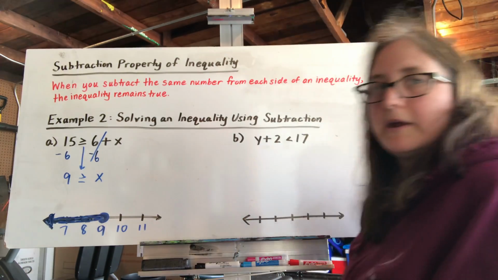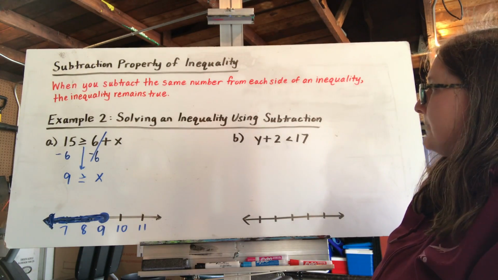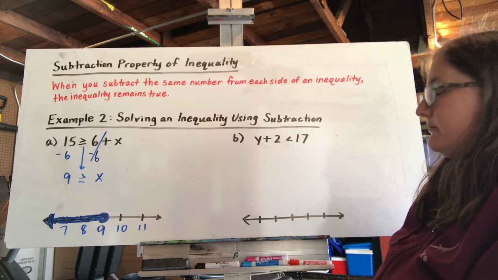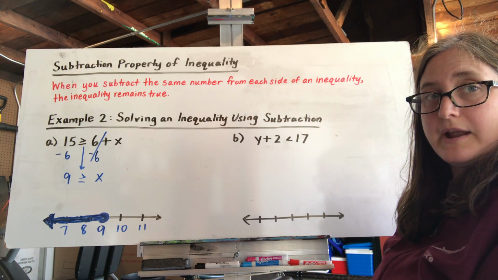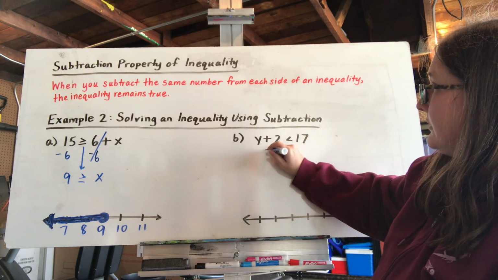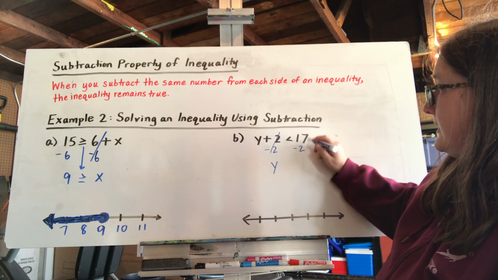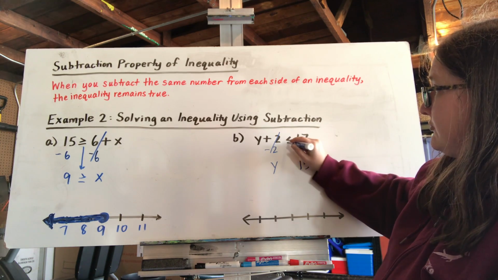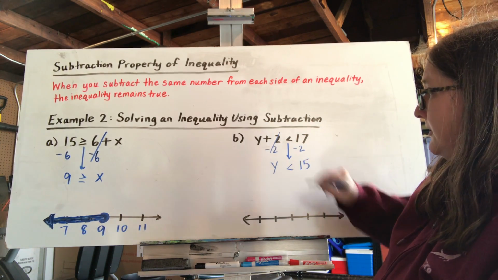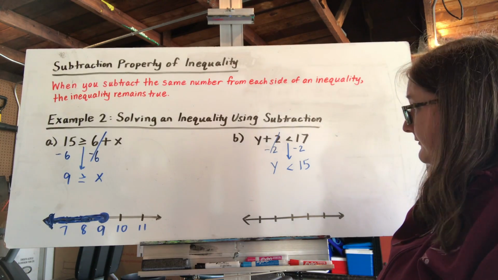All right, one more here. Y plus 2 is less than 17. So y is my variable, and I've got to get rid of the plus 2. So I'm going to subtract 2 from each side. So I have y here, 15 here. I just bring down my inequality symbol. So I have y is less than 15.